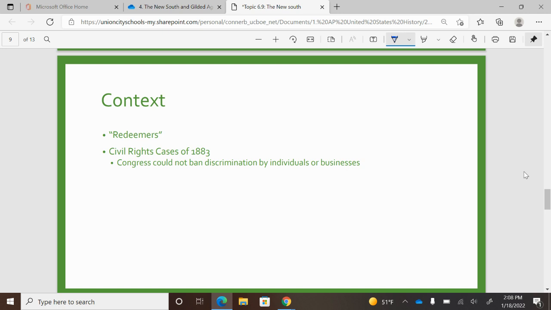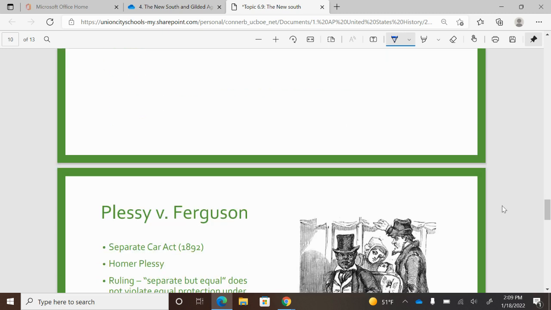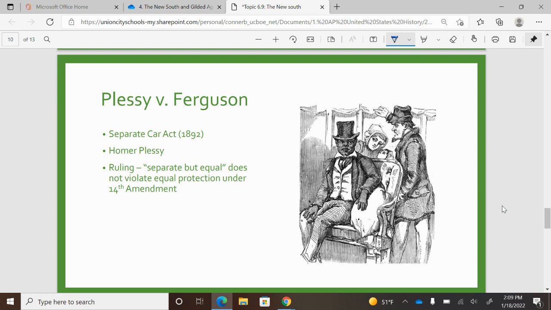So they said Congress could not ban discrimination by individuals or businesses. What that's going to lead into is a lot of businesses and a lot of places in the South begin this legal at the time segregation between blacks and whites. And one of the places where this is happening is going to be in the railroad industry with passenger cars.